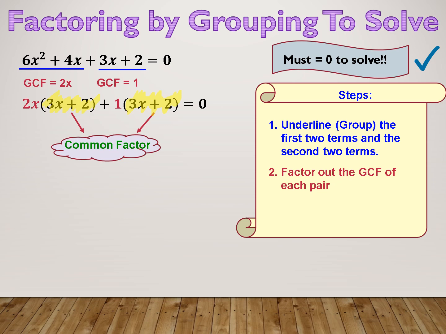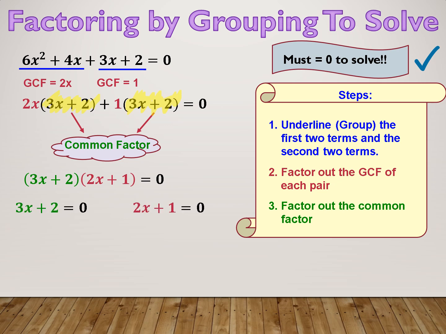So if I pull out the common factor, that gets me 3x plus 2. And when I pull a 3x plus 2 out of the first term, I'm left with 2x. And when I pull the 3x plus 2 out of the second term, I'm left with 1.